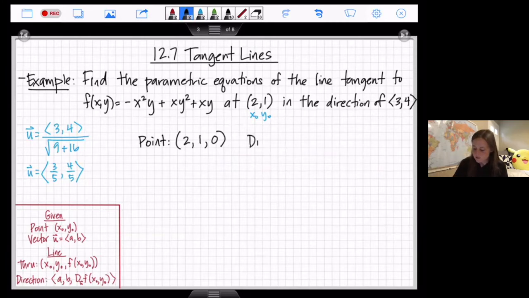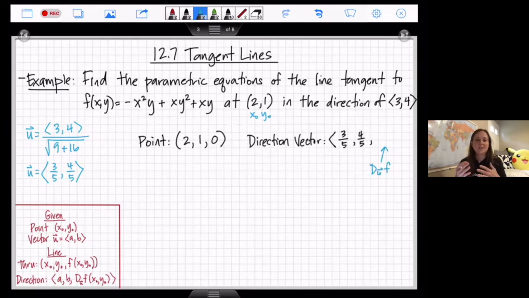The other thing we need is our direction vector. You're going to get your x and y components from the unit vector u that we calculated in blue over there on the left. So we're going to have 3/5, 4/5, and then we're going to have to calculate a directional derivative to get the z component. Remember that the directional derivative is the gradient dotted with the unit vector.